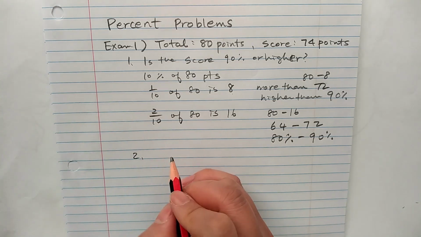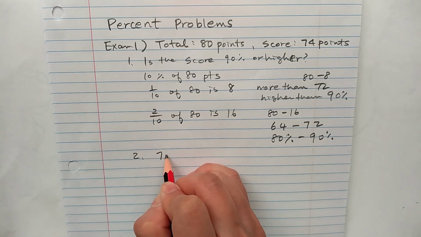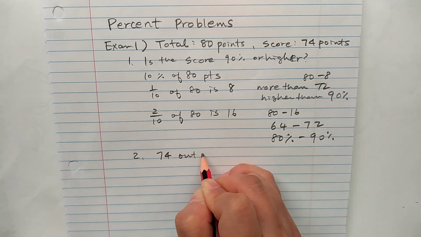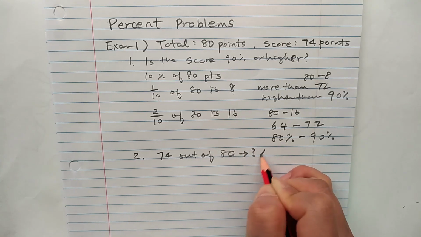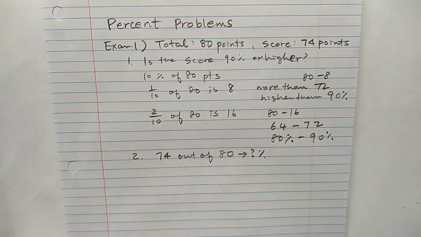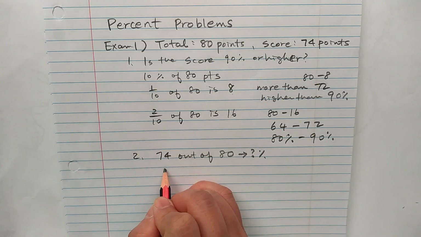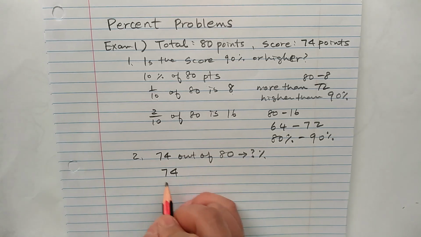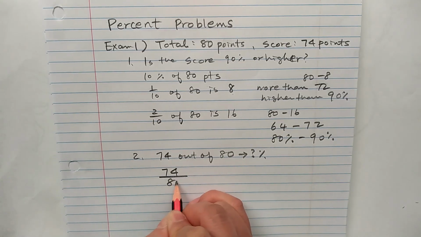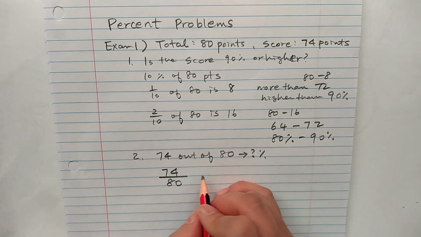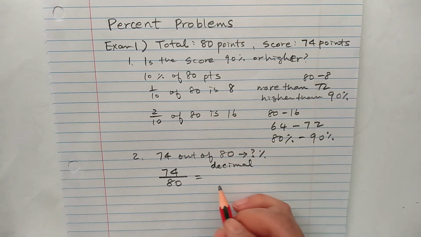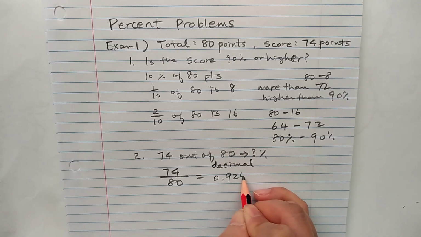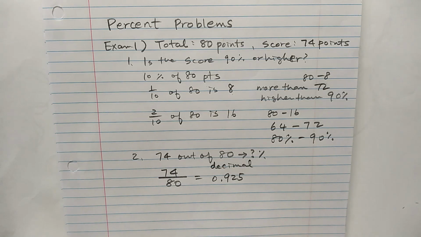Second question is, what is the percentage of 74 of 80? Remember, a percent is a fraction, so you put the portion on the top over the total, 80, on the bottom. Then you get a decimal, which is 0.925. I'm using a calculator.